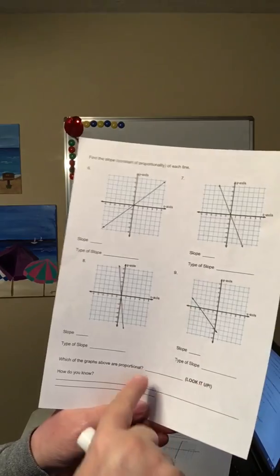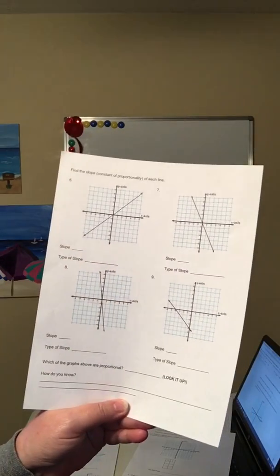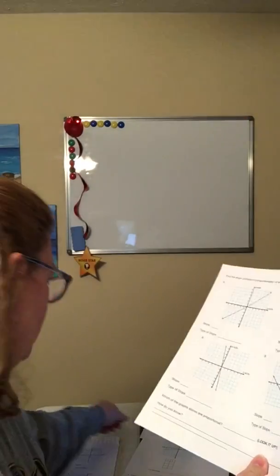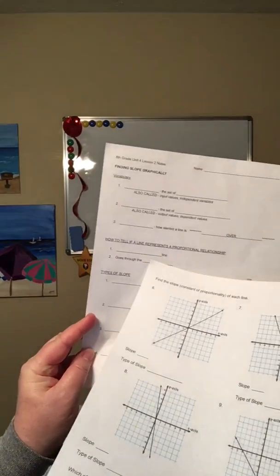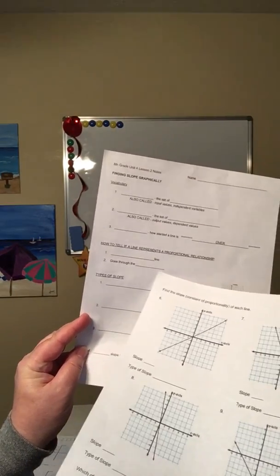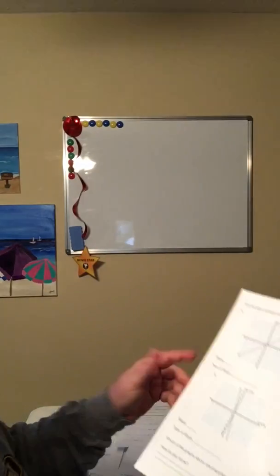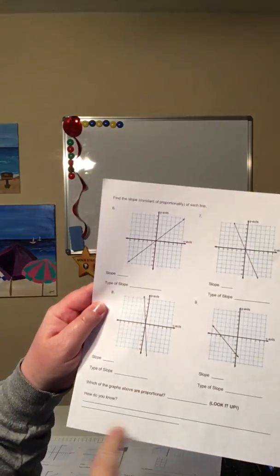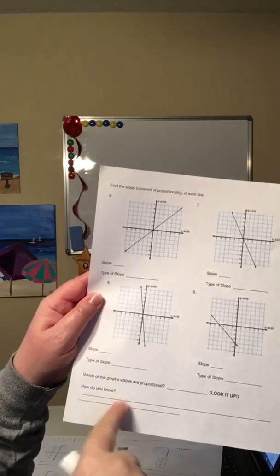Then you can look at these and tell which ones are proportional. Not sure? Go back to our notes. Right here we said you have to have a straight line and it has to go through the origin. So those are the things you're going to be looking for on these to decide which ones. How do you know? I just told you. Write it down.